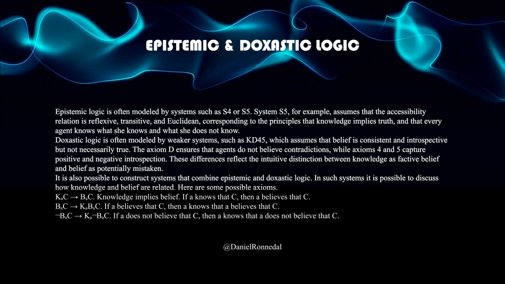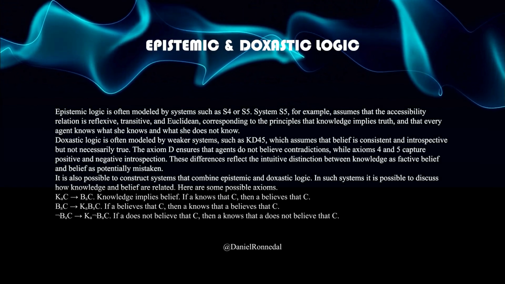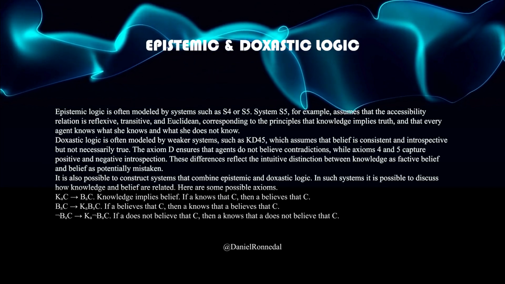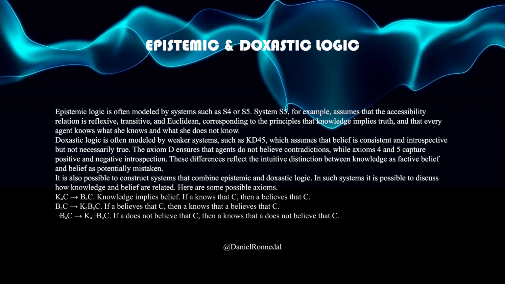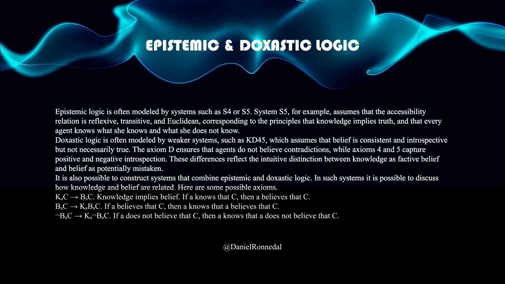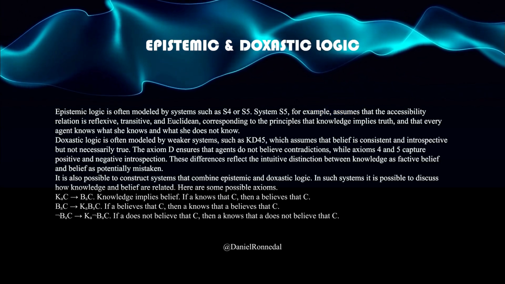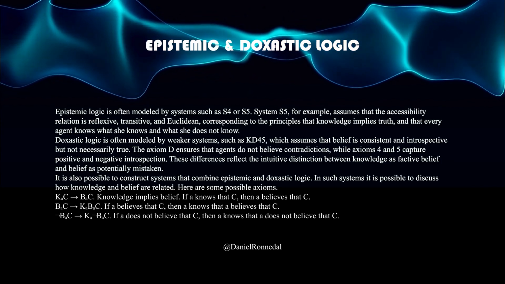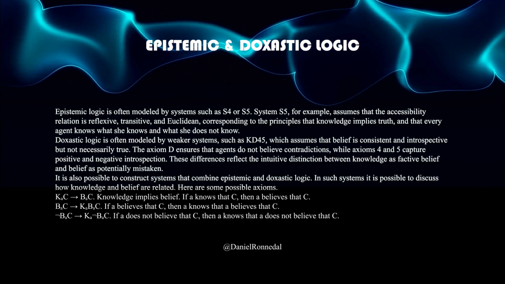Epistemic logic is often modeled by systems such as S4 or S5. System S5, for example, assumes that the accessibility relation is reflexive, transitive, and Euclidean, corresponding to the principles that knowledge implies truth and that every agent knows what she knows and what she does not know.